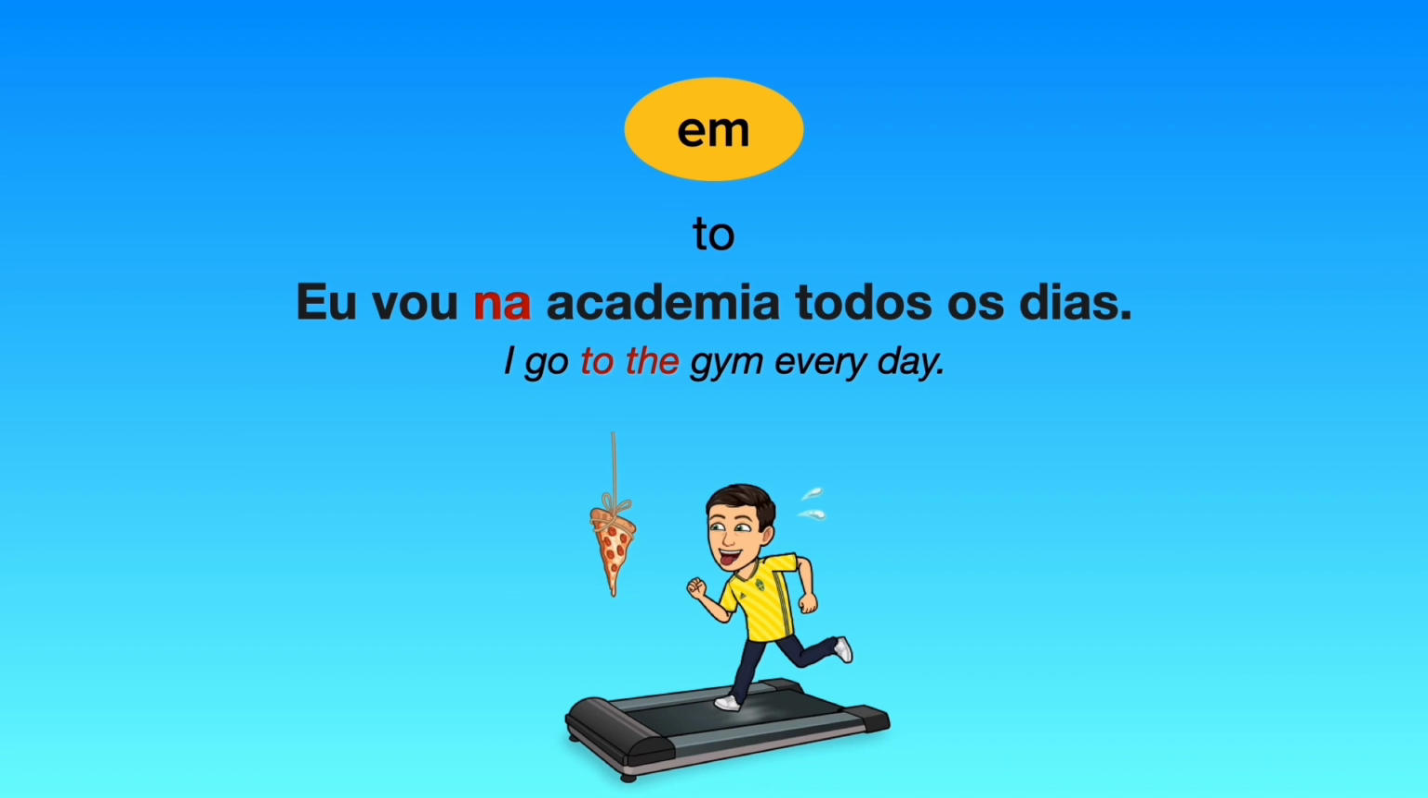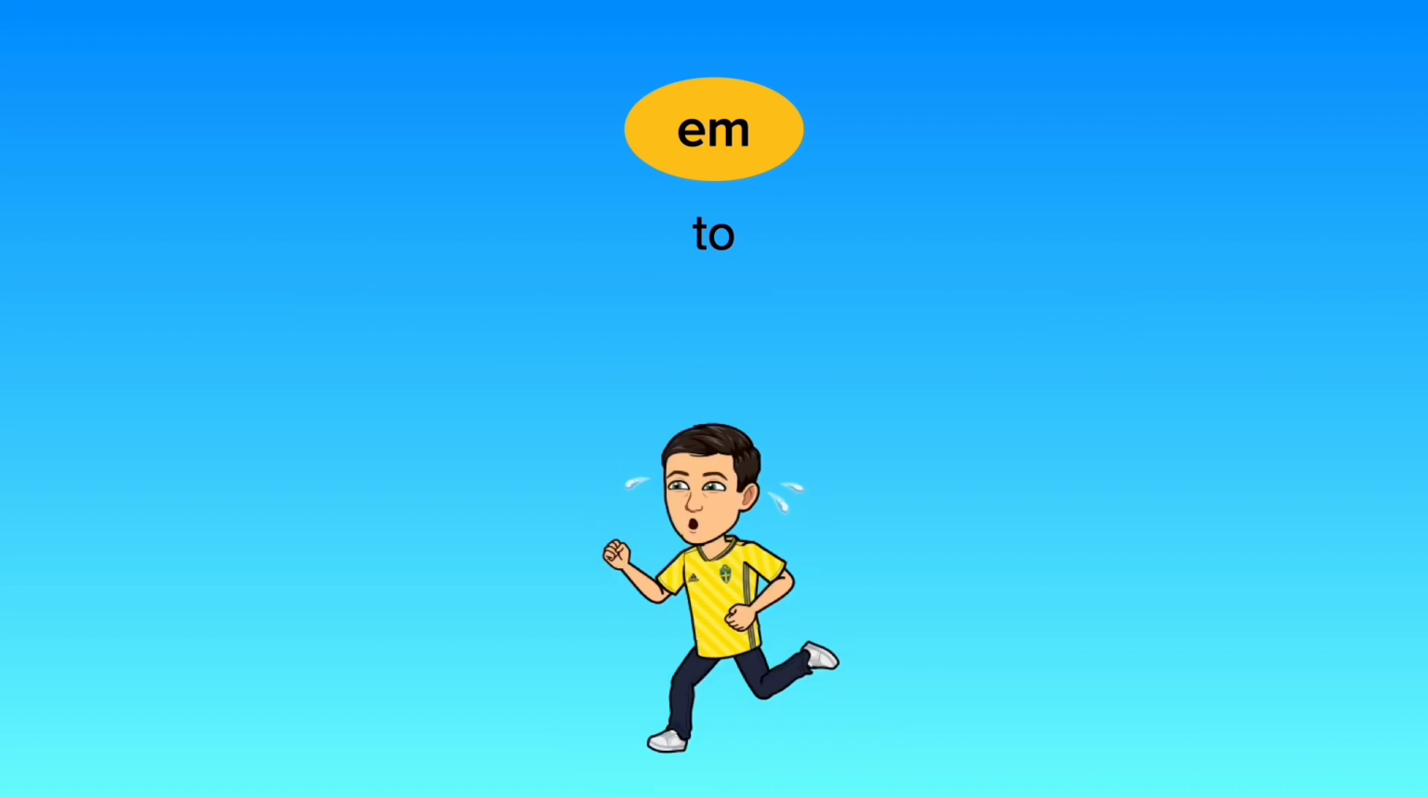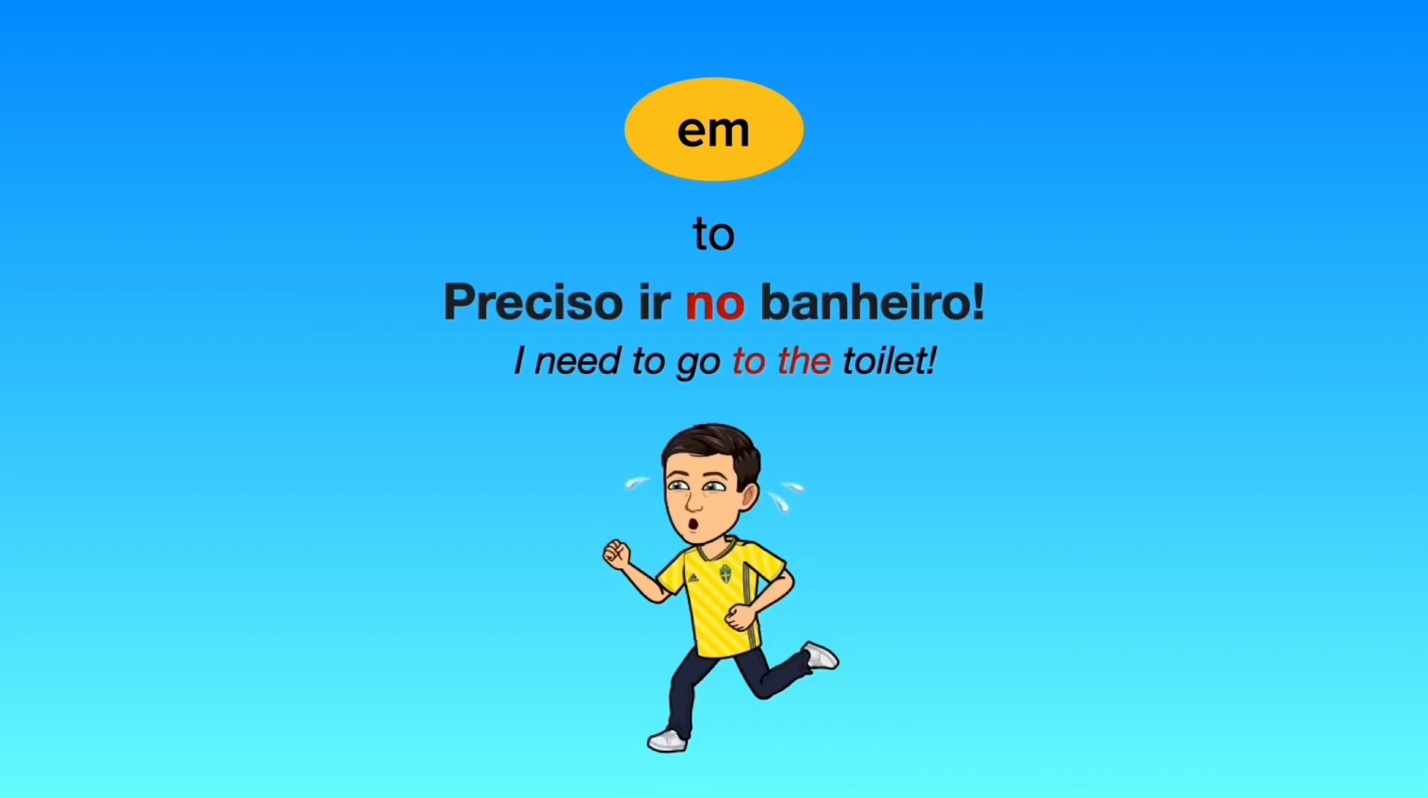As I said, in colloquial speech, it's very common for Brazilians to use em as to when we refer to local places. One more time this example. Eu vou na academia todos os dias. So one more example, still with em meaning to. Preciso ir no banheiro. However, the grammar says that you should really say preciso ir ao banheiro. That would be the grammatically correct way of saying this, with the preposition a plus a definite article o, or ao, but very common in colloquial speech for Brazilians to say instead preciso ir no banheiro.